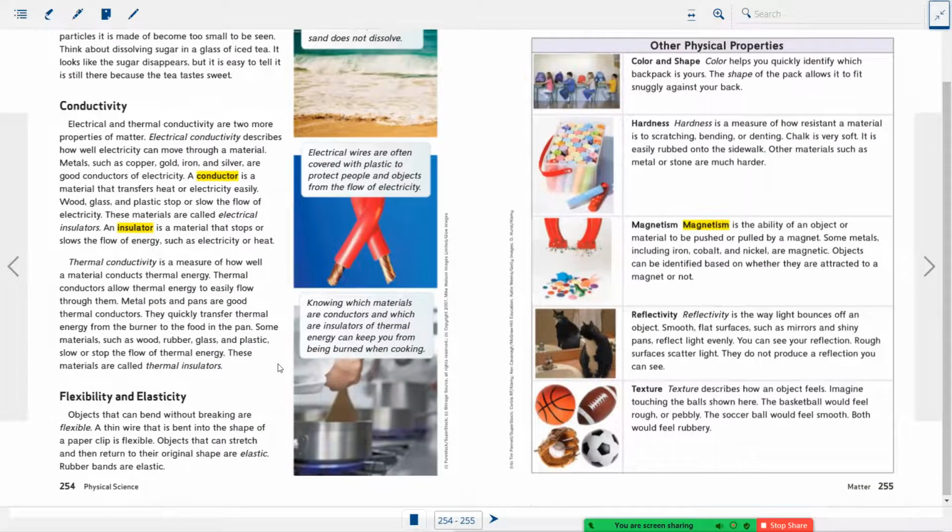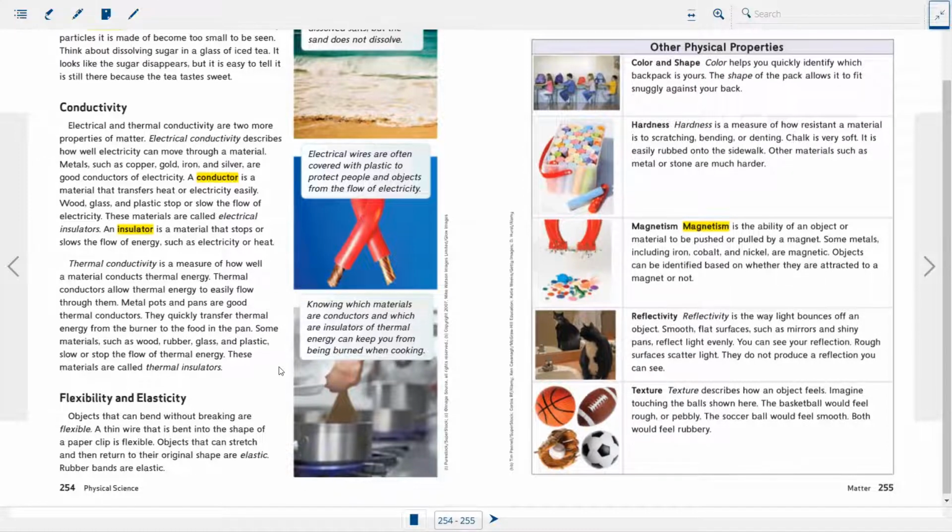Flexibility and elasticity. Objects that can bend without breaking are flexible. A thin wire that is bent into the shape of a paperclip is flexible. Objects that can stretch and then return to their original shape are elastic. Rubber bands are elastic. So flexibility is how well does it bend, and elasticity is can you stretch it and have it go back to its original shape.